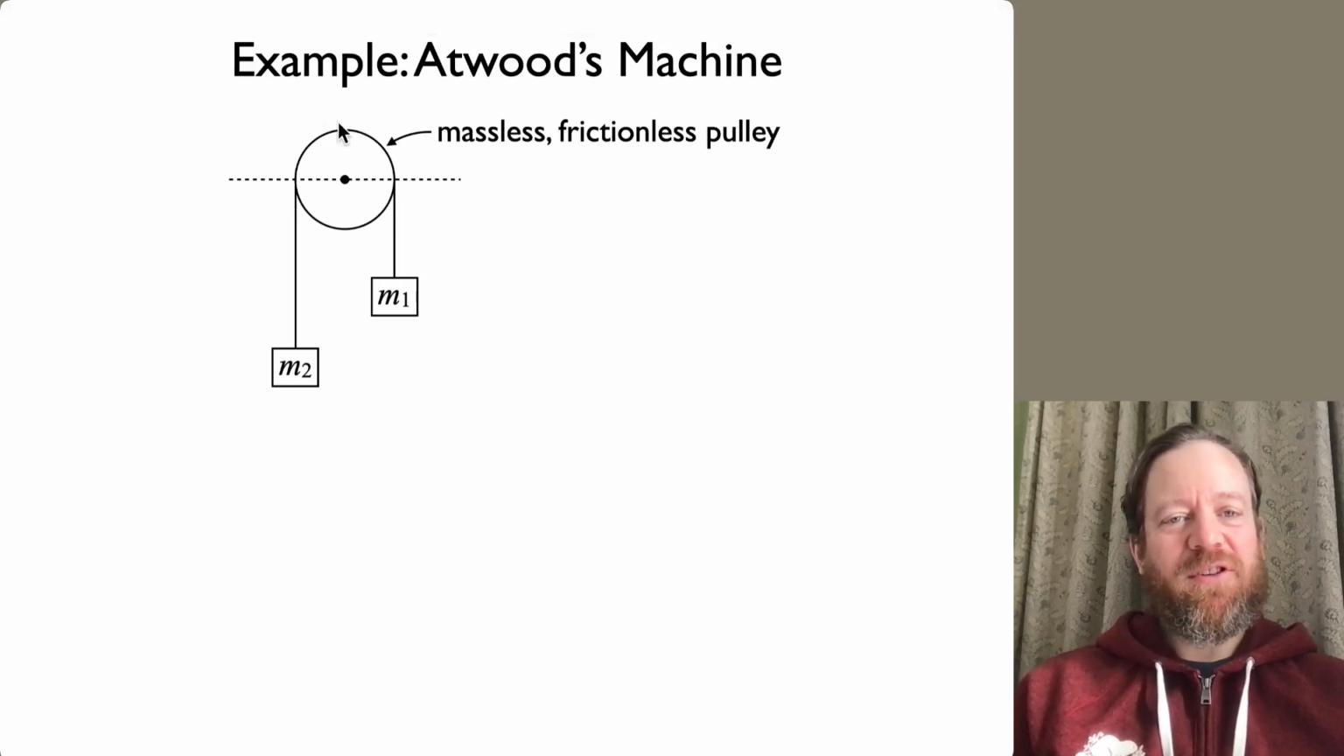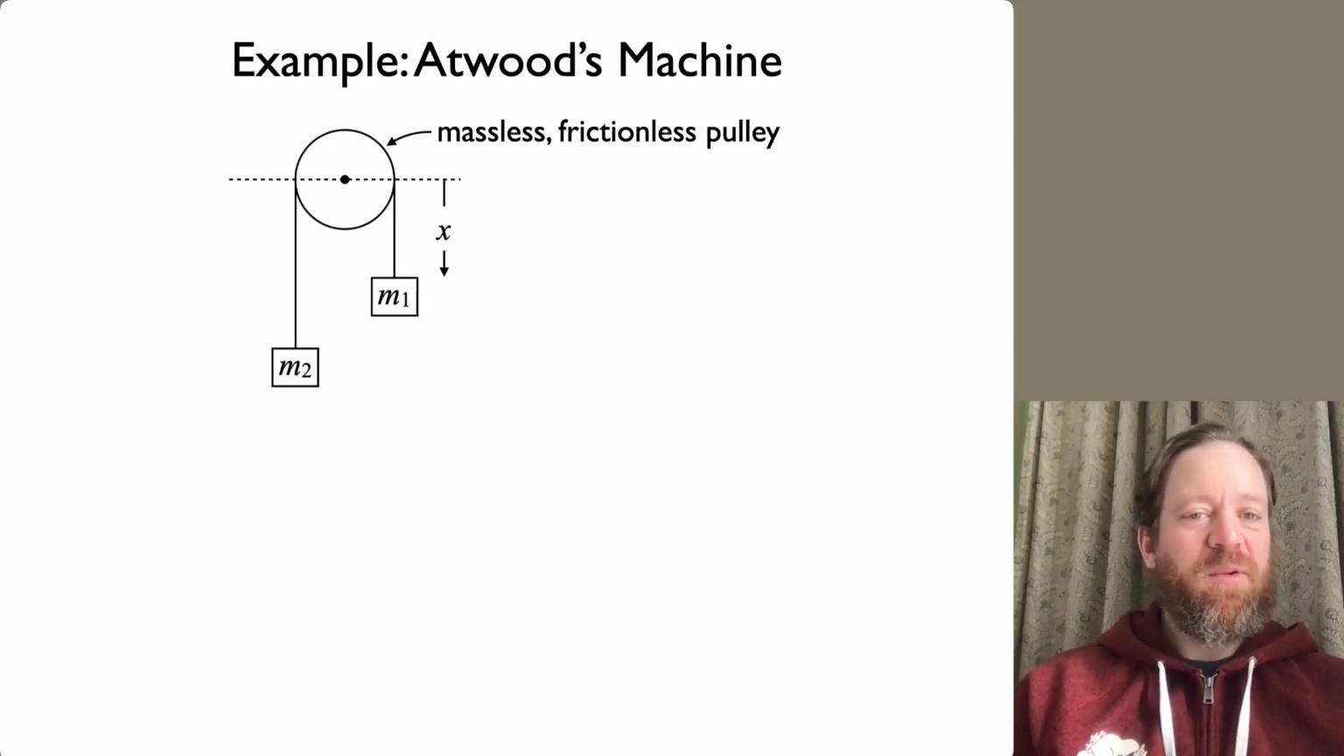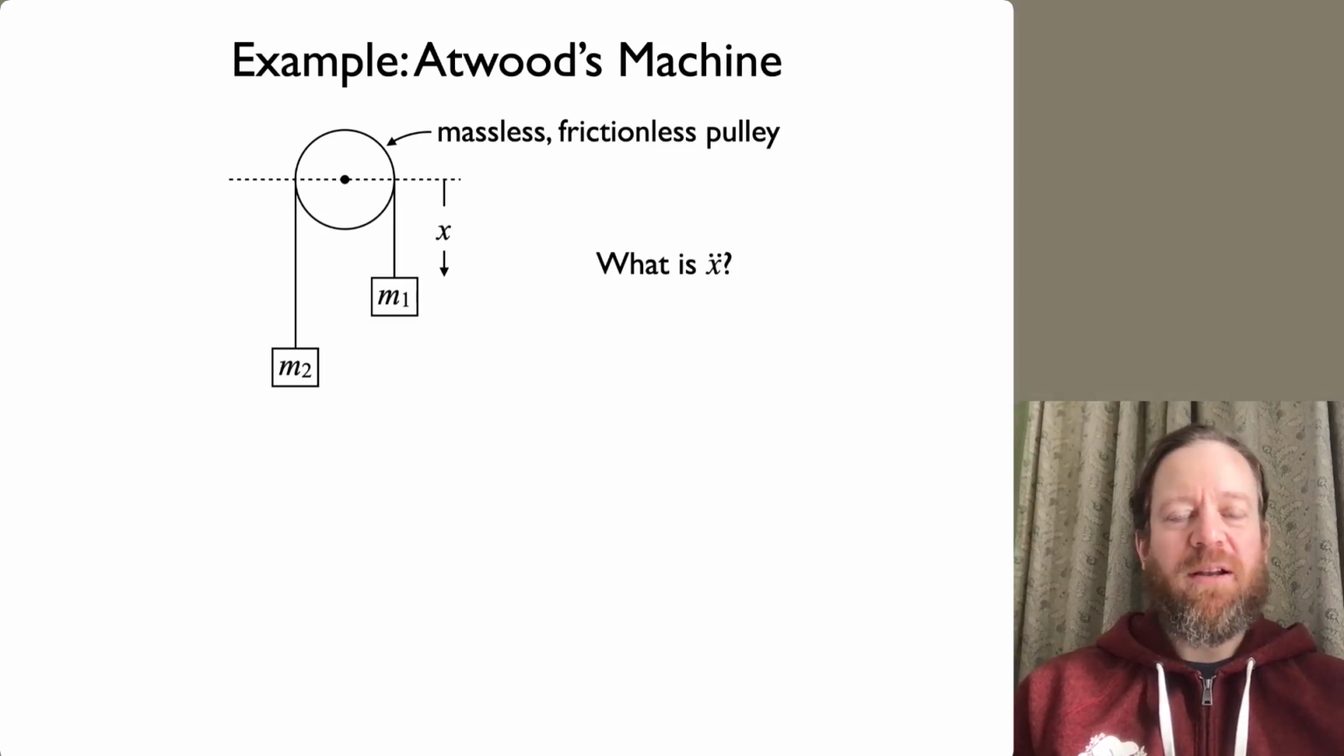We have a frictionless, massless pulley from which we hang two masses, mass m1 and mass m2. We're going to measure the distance from the center of the pulley down to mass 1 as x. The question that we are asked to answer in this problem is, what is x double dot? In other words, what is the acceleration of that mass m1?